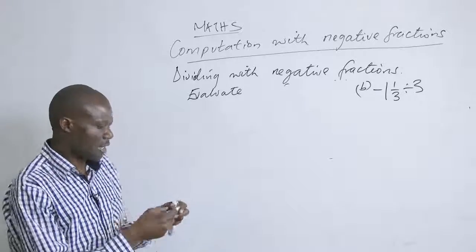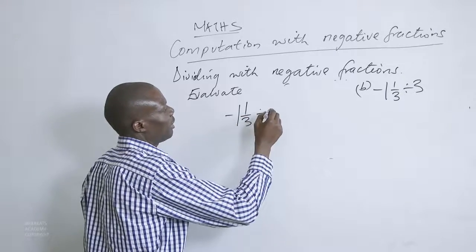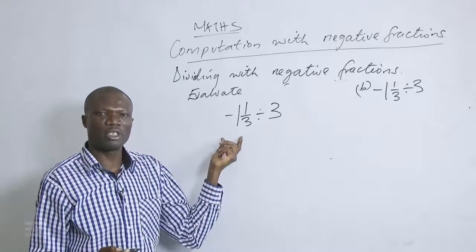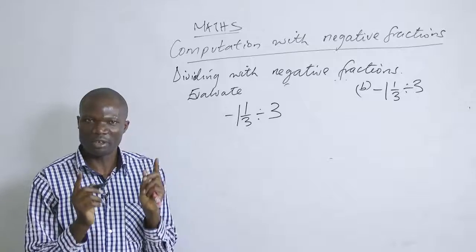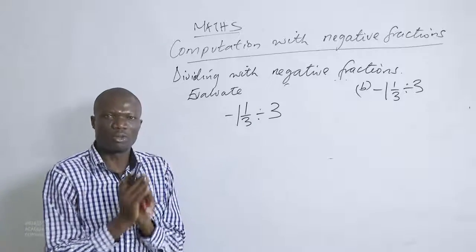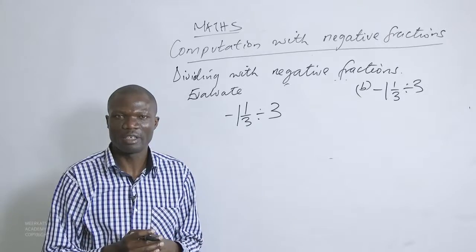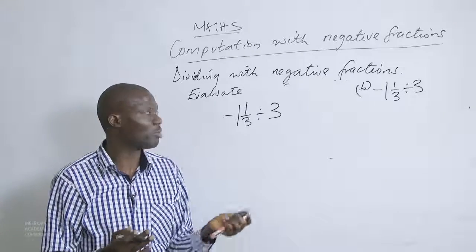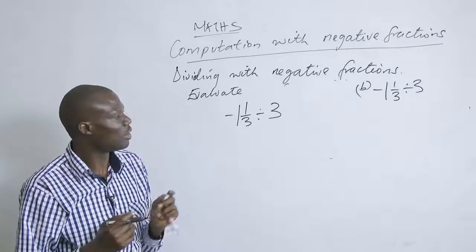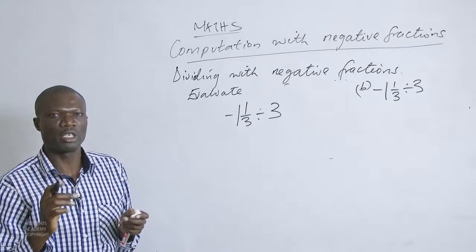For the second part here, we have minus 1 and 1/3 divided by 3. As you can see, it's a mixed numeral divided by a whole number. We cannot operate like that. But what we know is that one part is negative, another part is positive. So the answer is expected to be negative, simply because the signs are the opposite of each other, positive and negative.